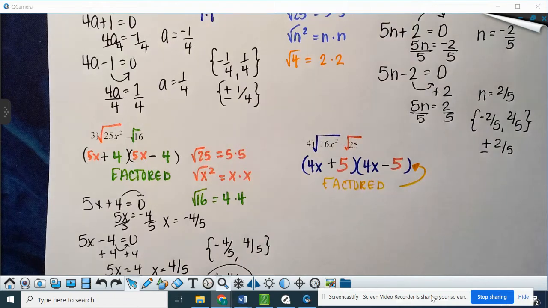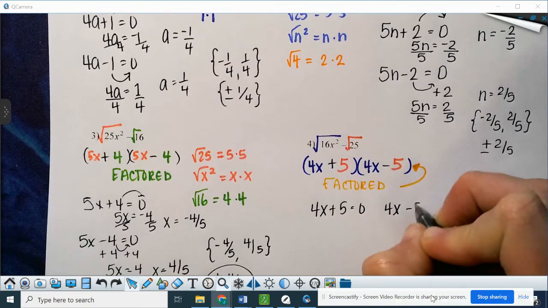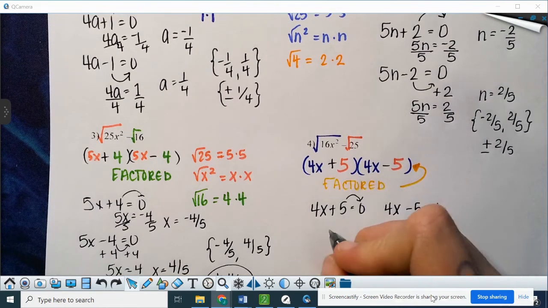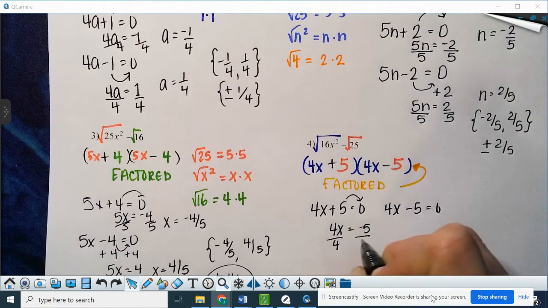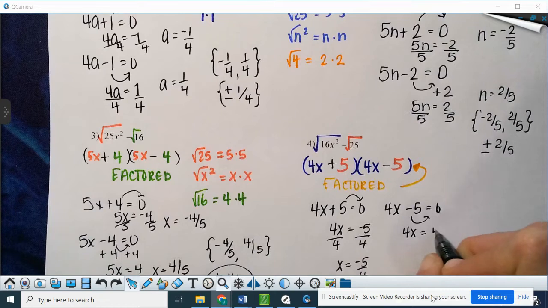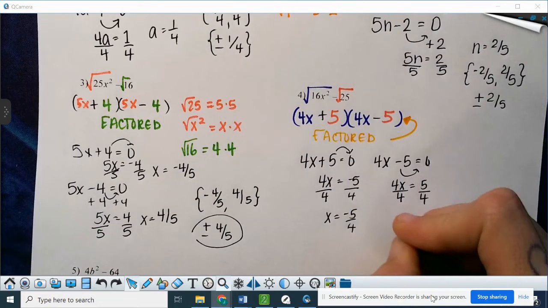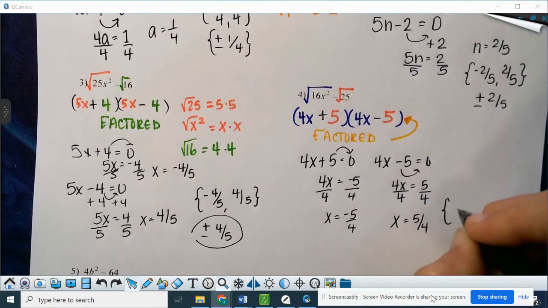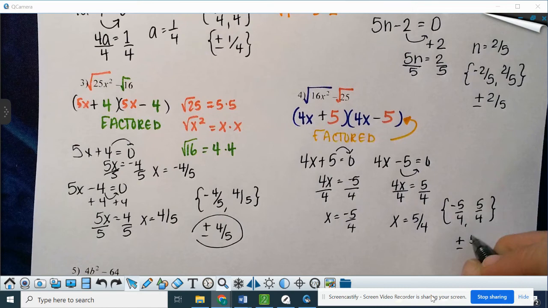Now to solve it, you're going to take the 2 and set them equal to 0. 4x plus 5 equals 0. 4x minus 5 equals 0. We're going to subtract 5. So 4x equals a negative 5 again. And then we're going to divide by 4. X equals a negative 5 over 4. We're going to add 5 over here because it's a negative, and as it crosses that equal mark, it's going to become positive. Divide by 4 because that's the inverse of multiplication. I can't say it enough. 4x is 4 times x. So to undo multiplication, we're going to divide by 4. So x equals 5 over 4. So our solution set is negative 5 over 4 and positive 5 over 4, or the plus minus 5 over 4.